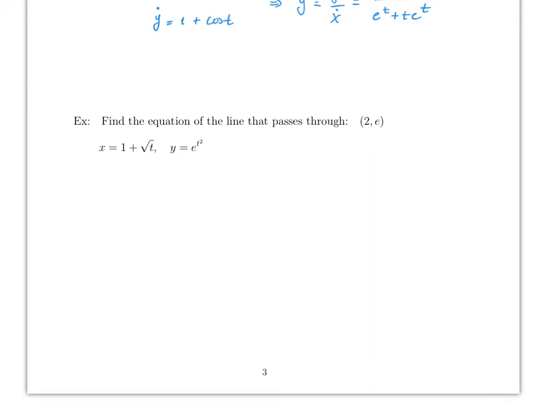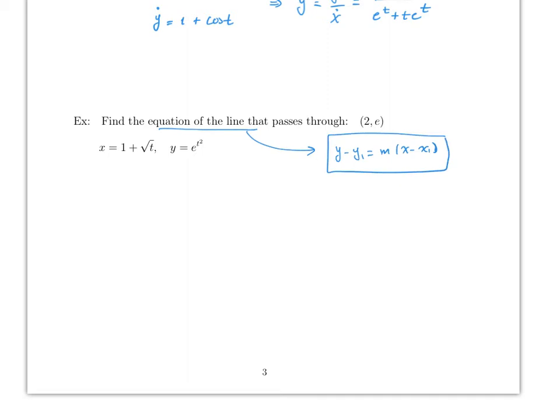All right, so now that you know how to find derivatives of parametric equations, we can solve a problem like this. The question says find the equation of the line. Remember, the equation of the line is this: y minus y1 equals m times (x minus x1). This is from algebra 1.